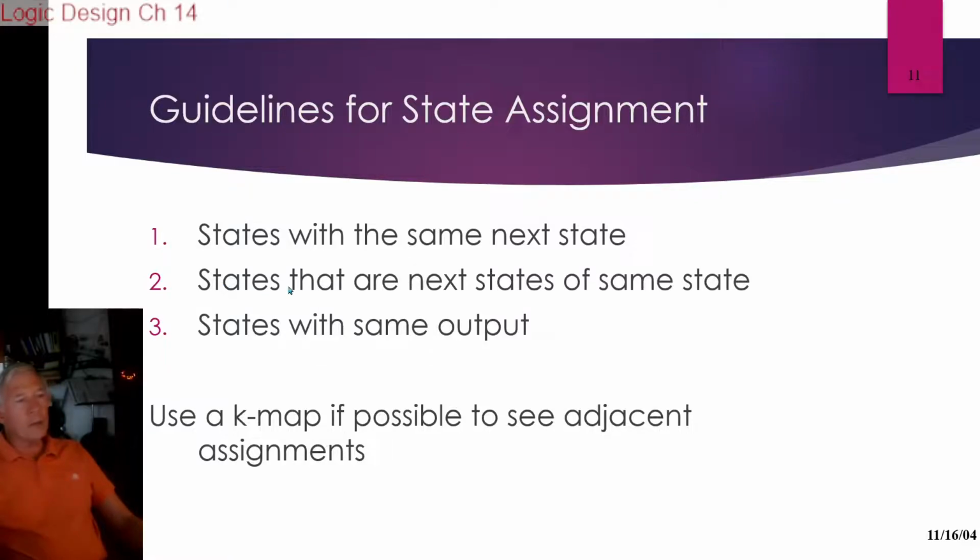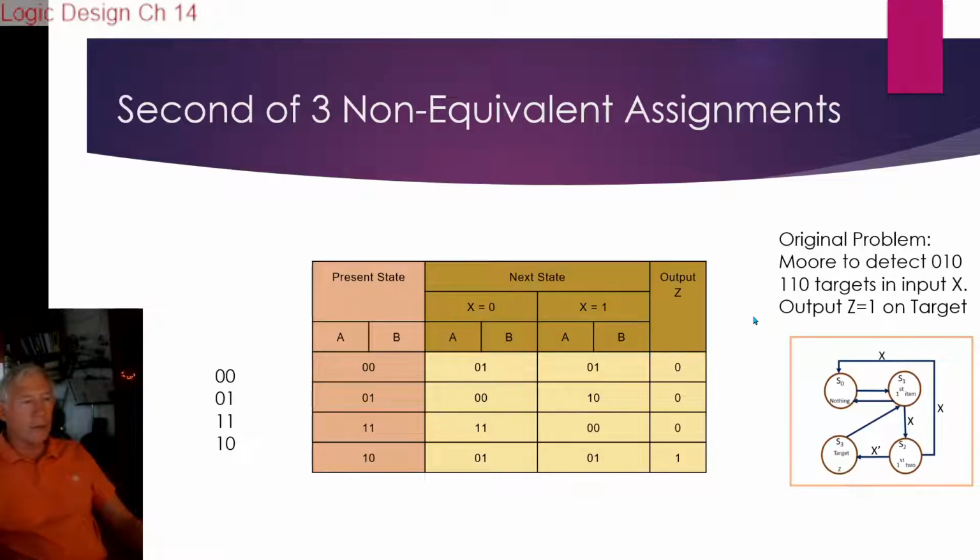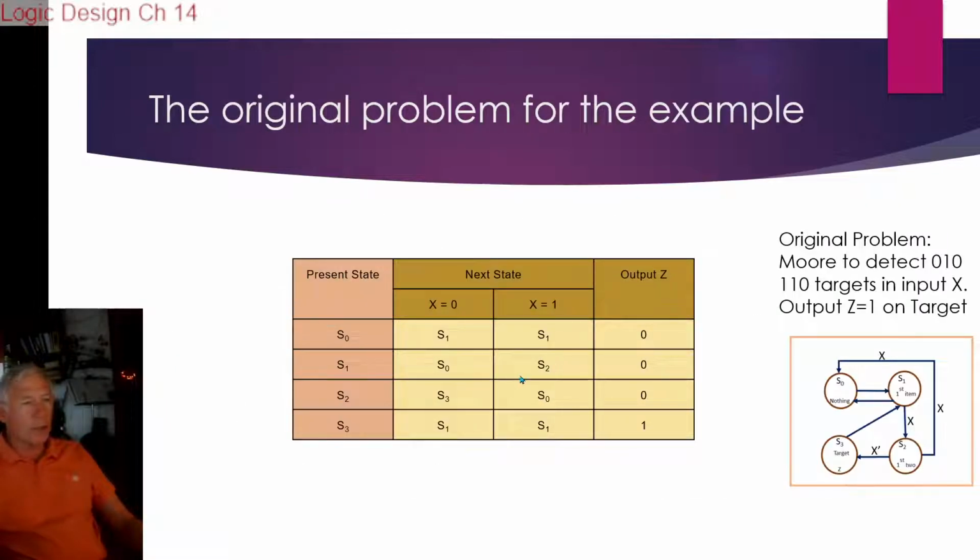So we'll go on down. Our next rule states that states that are the next states of the same state should be adjacent. Okay, so what do we have there? Here's our state table again. In S1, S0 and S2 are the next states of S1. So we want to make S0 and S2 adjacent. And here, S3 and S0 are the next states of S2. So we want to make S3 and S0 adjacent if we can. So we'd like to make S0 adjacent to S3 for double reasons.